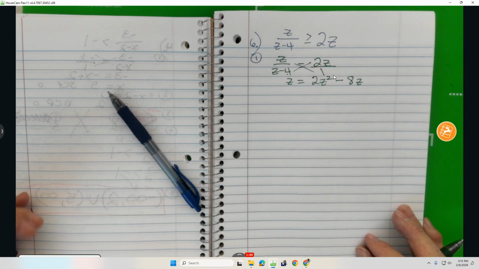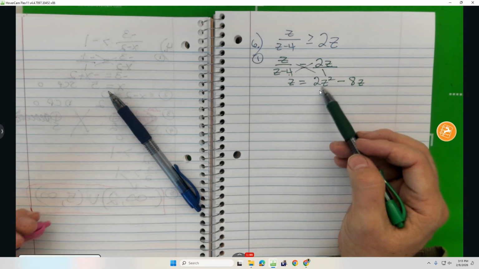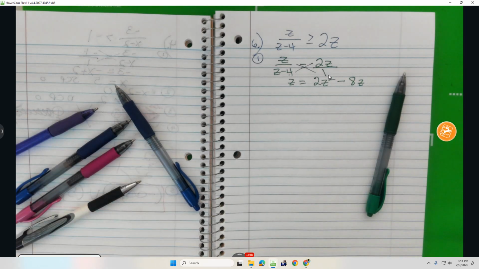Are we going to have to factor this one? Yes, because I see this Z squared. Oh, I'm sorry for that static. Let's see. Okay, I still have some.